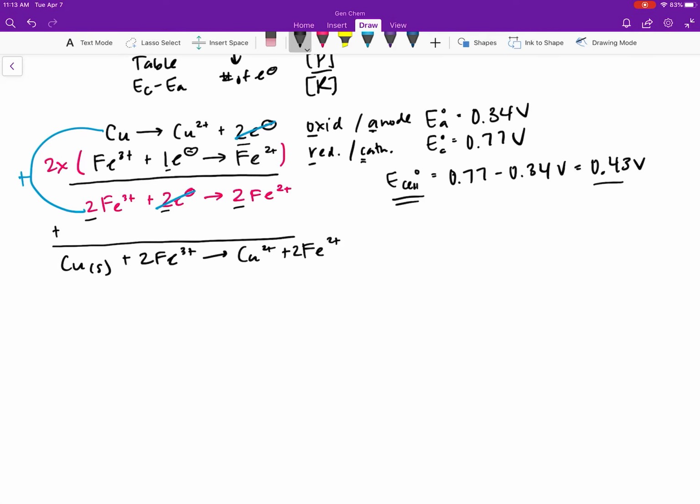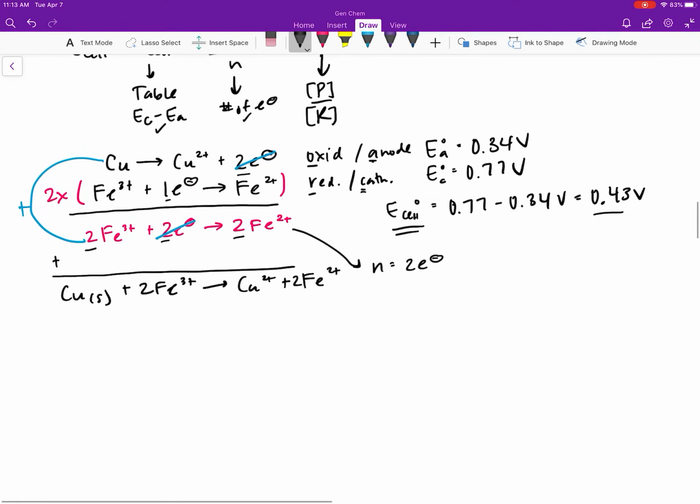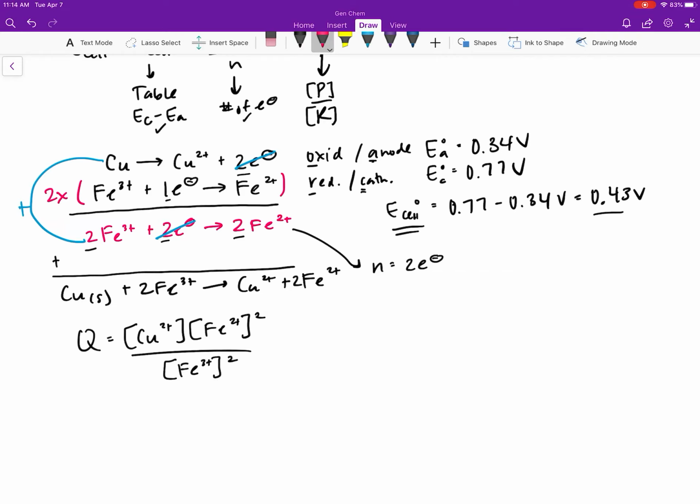Okay, so now I have my E cell naught value. I know my number of electrons because I solved for that here. n is going to be equal to 2 electrons. So now I need Q. And this is where it pays off, if you remember, products over reactants. And so this is where copper being a solid becomes important, because it's not going to show up in the expression, because copper solid is equal to 1. Therefore, it doesn't show up in our Q expression.